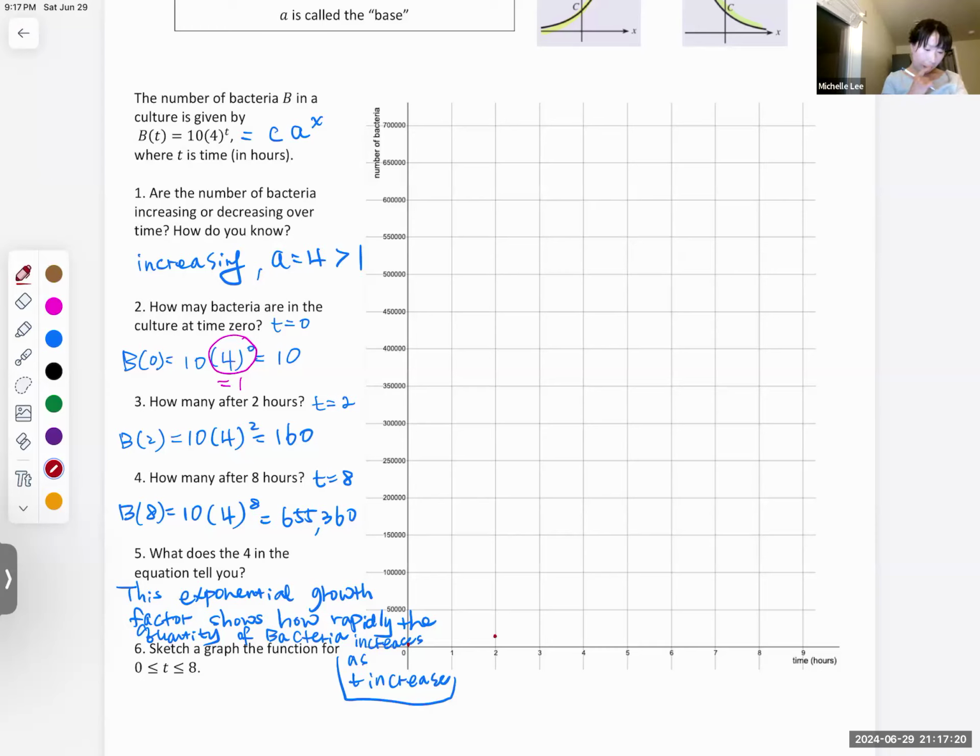Okay, now when T equal to 8, we have 655,360. So 8 here, and then 655,000, so approximately here. Okay, let's connect them like this.